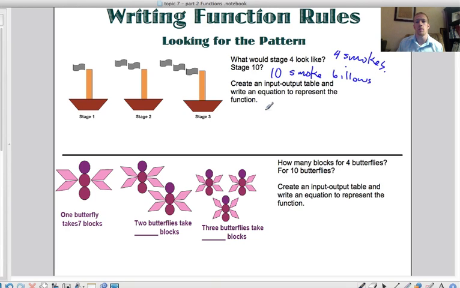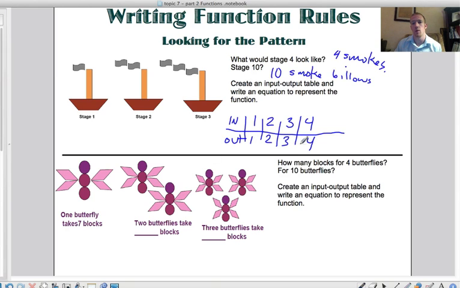Create an input-output table and write a function, or write an equation to represent the function. So our input would be 1, 2, 3, 4, and so on. And our output would be 1, 2, 3, 4. So that's a pretty easy function. Our outputs are y, or f of x, and our inputs would just be x. So the output is the same as the input. So f of x equals x, or y equals x. So these are the same.